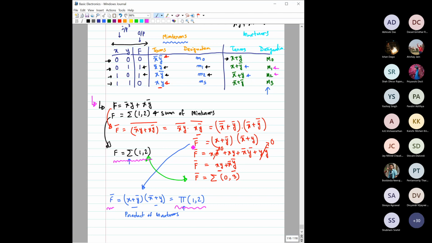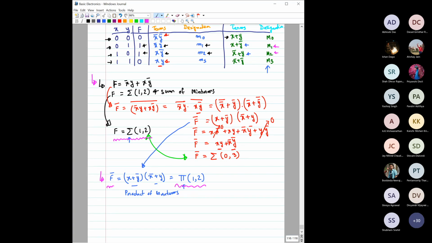Still we have not found what f is, because whatever we have found now is f bar, the inverse function of f. Let's say from here we have to find f in terms of product of max terms. Then what will you do? Any guess, suggestion? Sir, f bar of bar. F bar of bar, okay. You are right, but can you tell me what the function will be? So Pi of 0, 3. Right, very good.